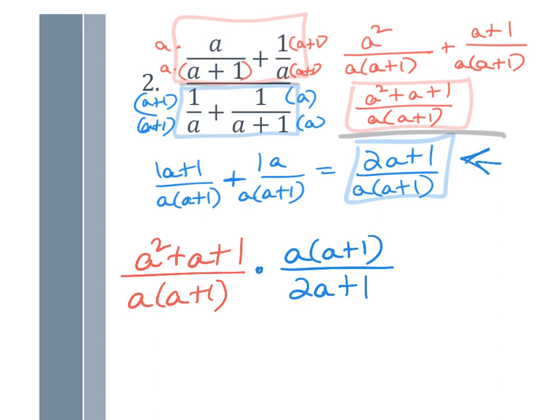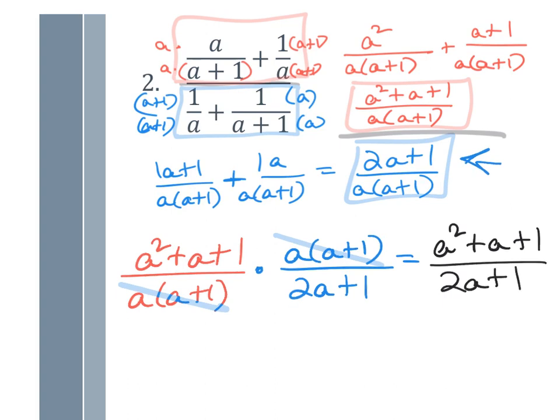I now again look for things to simplify. The only thing that I can simplify are the a times the a plus 1. I can't factor that trinomial, so I'm going to just go ahead and now multiply. So my final answer here is going to be a squared plus a plus 1 over 2a plus 1. Final answer.